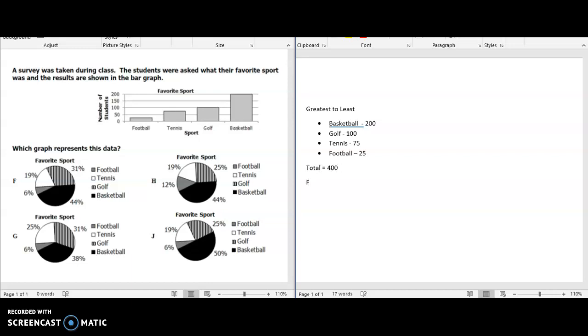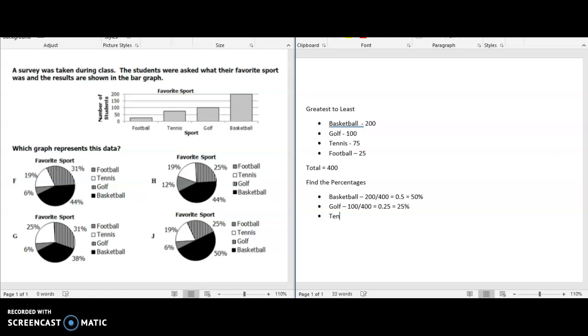All right, next thing you have to do is find the percentages. Find the percentage for basketball. Remember, we take how many voted, so 200 divided by 400 to get 0.5, which is equal to 50%. Then we do golf. 100 divided by 400 equals 0.25, which equals 25%.